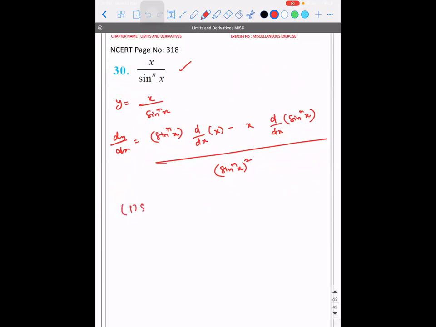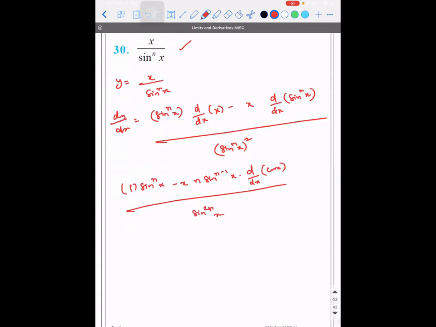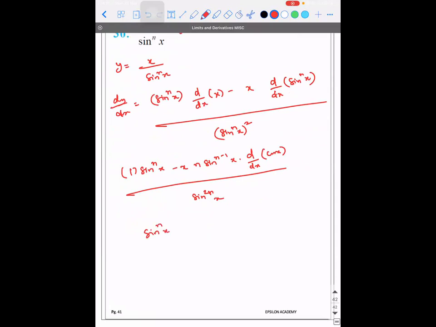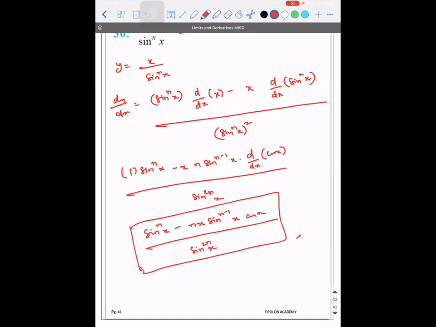So 1 into sine power nx minus x into derivative of sine power nx is n into sine power n minus 1 x into d by dx of sin x. Chain rule. The whole divided by sine power 2n into x. So what will you get? You will have sine power nx minus nx power sine power n minus 1 into x cos x, the whole divided by sine power 2n into x. Right?